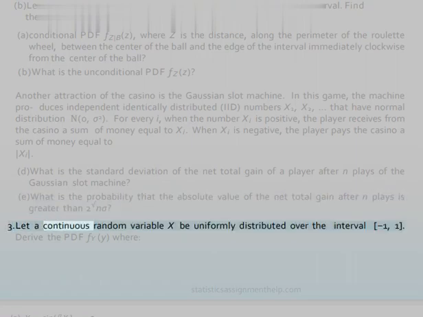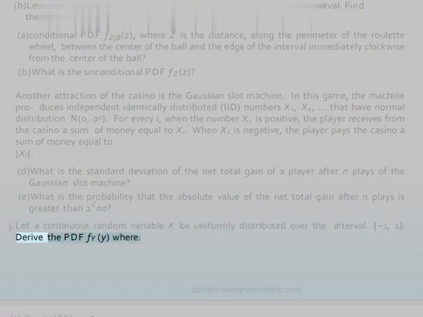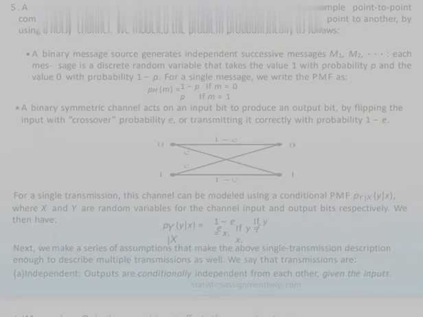4. Let a continuous random variable X be uniformly distributed over the interval [-1, 1]. Derive the PDF f_Y(y) where: A. Y equals sin(pi X / 2). B. Y equals sin(2 pi X).